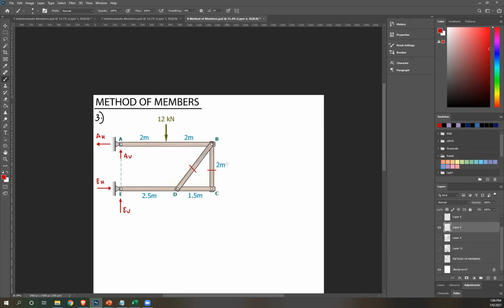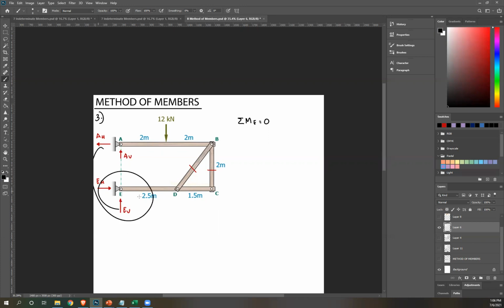Four things. Again, we're looking for reactions at the supports. One of the first things to do is take moment at the other support. So you choose where you want to start, A or E. I want to solve first for A, so let's do summation of moment at the other support, which is E. Summation of moment at E is 0. AV passes through E, EV passes through E, EH passes through E, so we ignore those three forces.